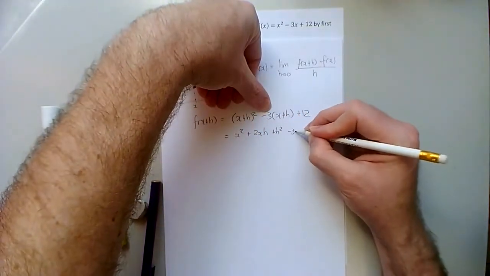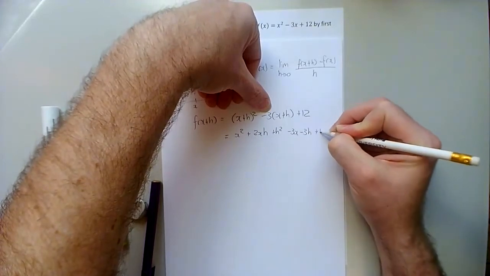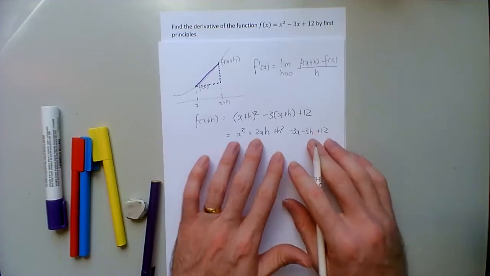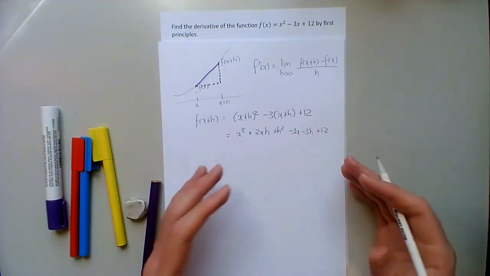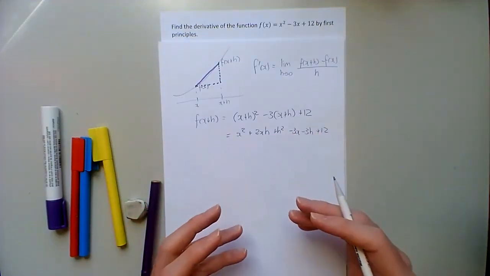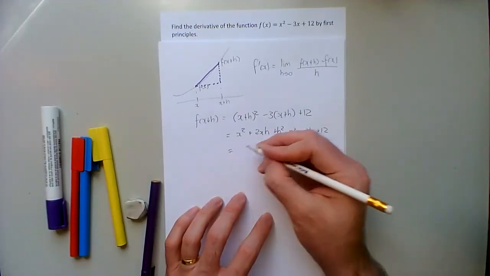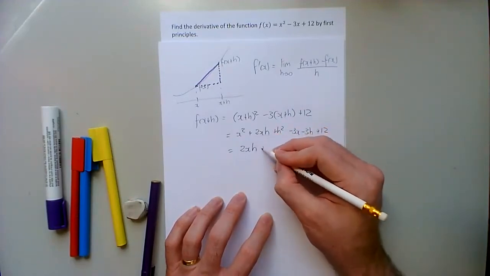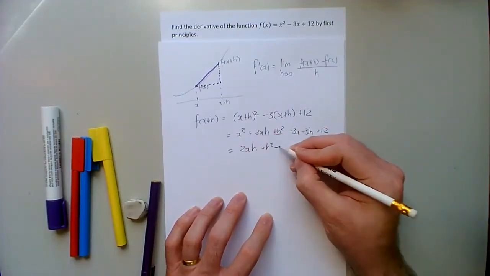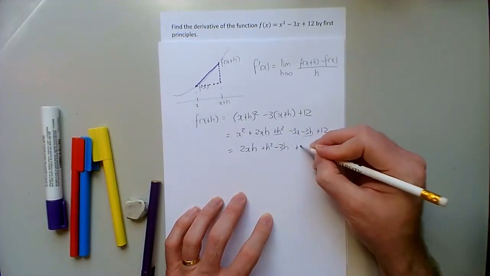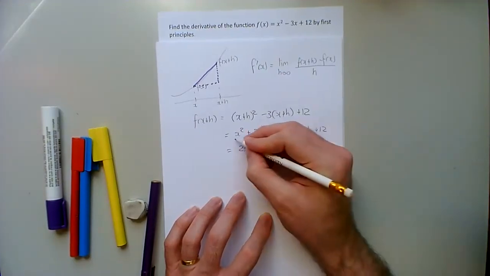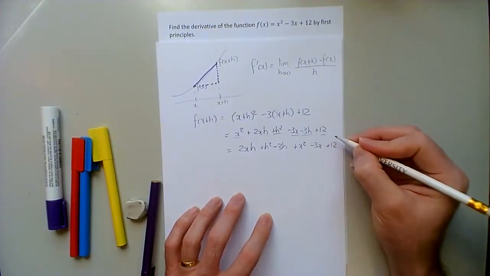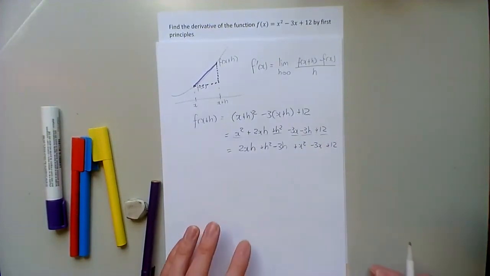And then the minus 3 can come in here. And I reckon what I might do is put all the bits with h at the front and all the bits without h at the back. It doesn't really matter, but I just have a feeling that's going to work out well for me. 2xh plus h squared minus 3h, and then plus x squared minus 3x plus 12. Okay, I have covered everything.